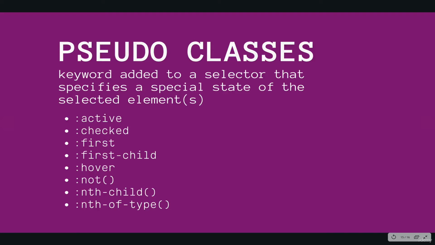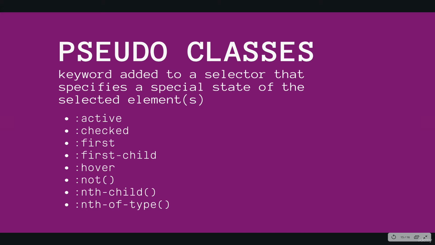So next up, we're going to cover some pseudo classes, they're kind of modifiers. They're keywords that we add on to the end of a selector that specify a particular state of those selected elements. So this is how we can target things like checkboxes that have been checked, or elements that are being hovered over, or things like every other button.